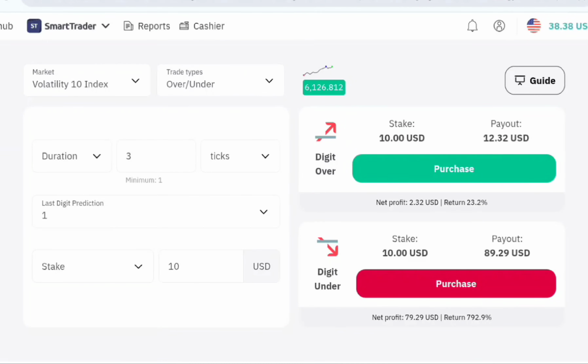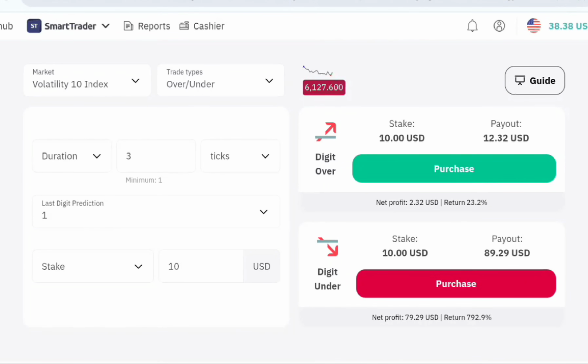If I stake $10 on this bet, and I'm going to say that after 3 ticks the next digit that comes is going to be greater than 1, I'm going to profit from this trade. But if that number is 1 or 0, then I'm going to lose this trade. I want you to pay attention to where it says payout right here. These two numbers are going to be very important for the strategy that I'm about to show you. If I put the last prediction at 1, the payout is going to be $12, so I'm risking $10 to make $12. That means my profit is only $2.32.